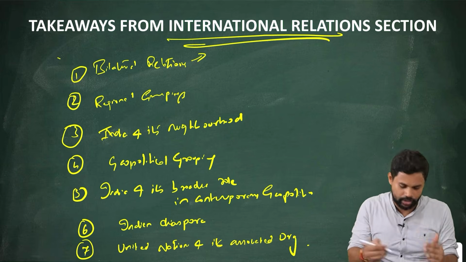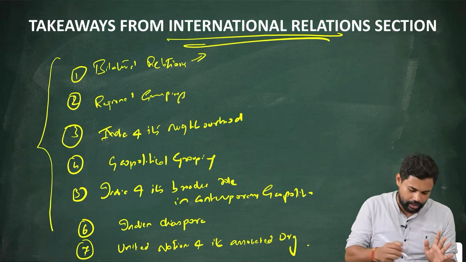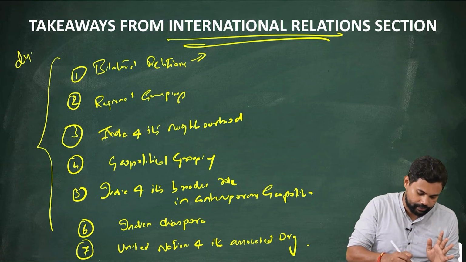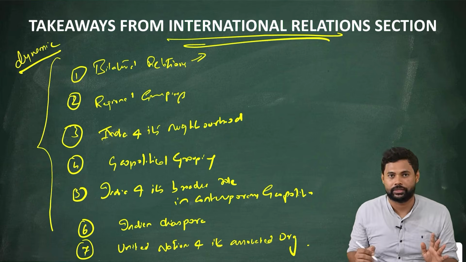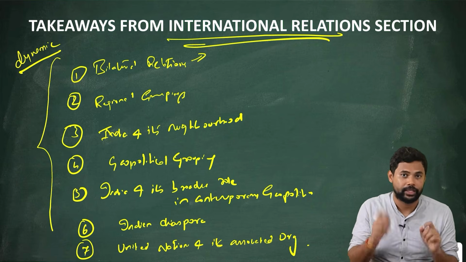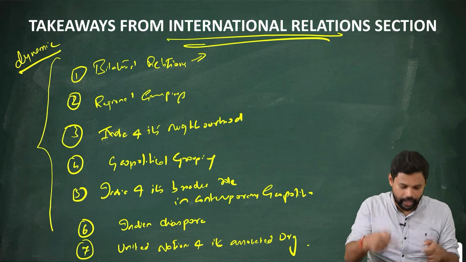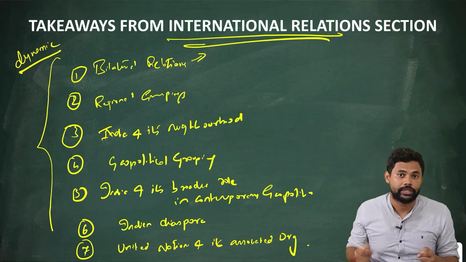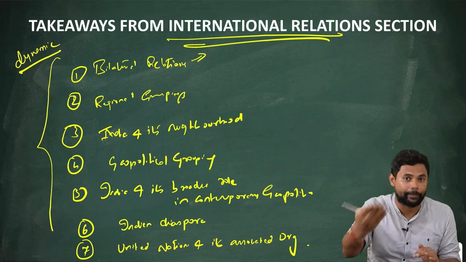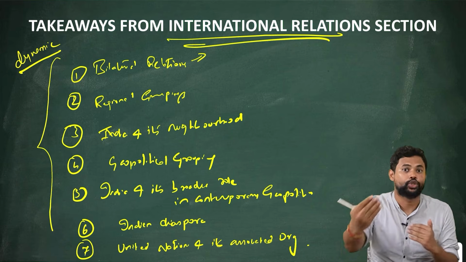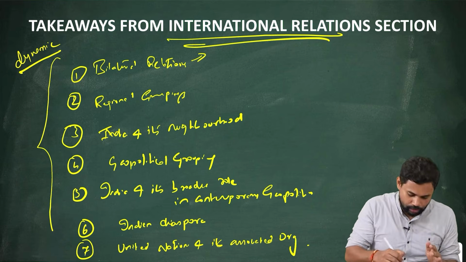So what I'm trying to tell is, all the 7 are dynamic thematics. Now, when I say dynamic thematics, it means if you take these thematics, you should keep following what is happening with India in the context of these themes. That is, with respect to bilateral relations, what is happening? Which country is India most closely interacting with? So that is what bilateral relations is.